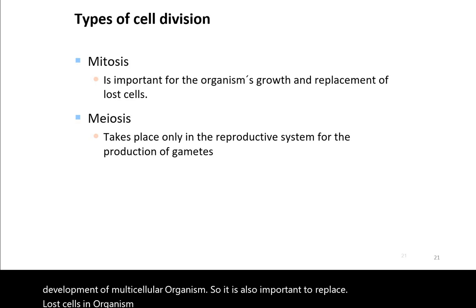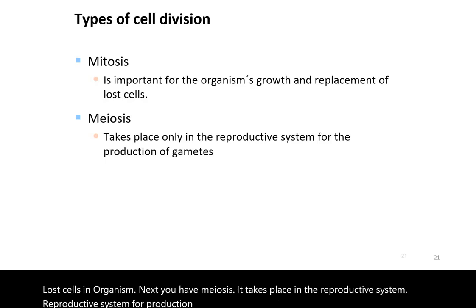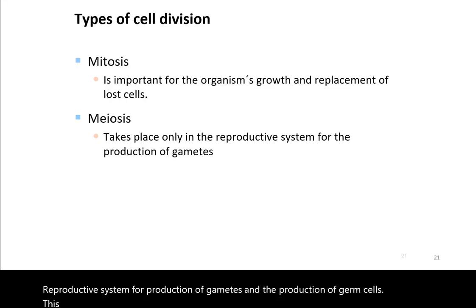Next, you have meiosis. It takes place in the reproductive system for production of gametes and germ cells. This is done through a division called meiosis.